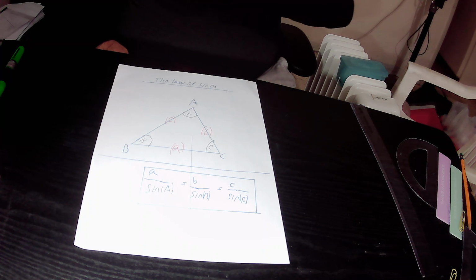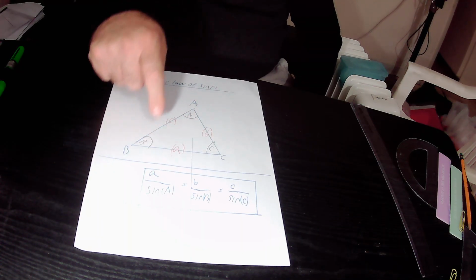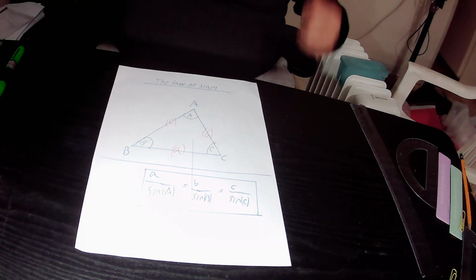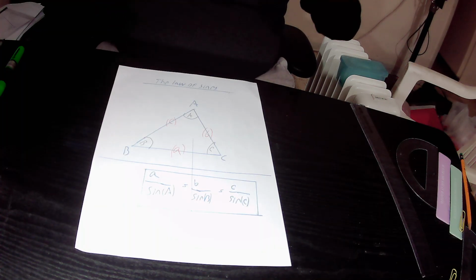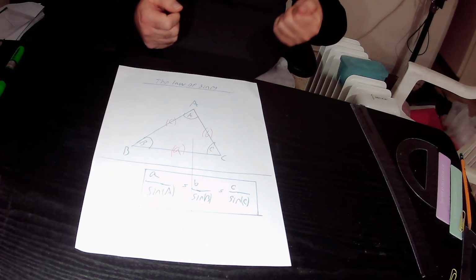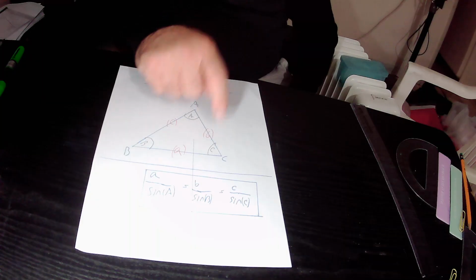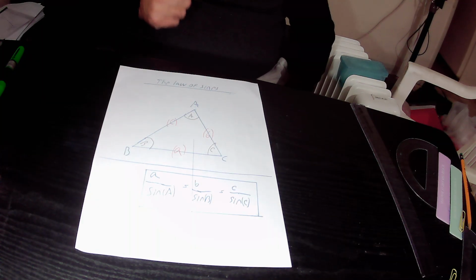So in this triangle ABC, which could be any triangle, according to the law of sines, the following relation holds: a over sine A equals b over sine B equals c over sine C. So we can apply the law of sines.